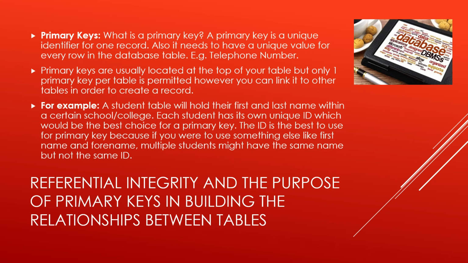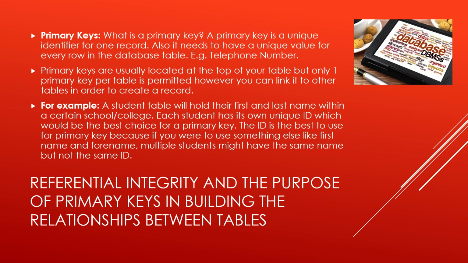So primary keys. What is a primary key, you may ask? A primary key is a unique identifier for one record, as I said before. Also, it needs to have a unique value for every row in the database table, for example, a telephone number. Primary keys are usually located at the top of your table, but only one primary key per table is permitted. However, you can link it to other tables in order to create a record.